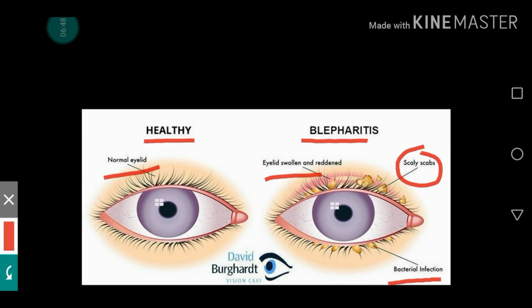So I hope now you have a much better understanding and differentiation between different types of blepharitis.